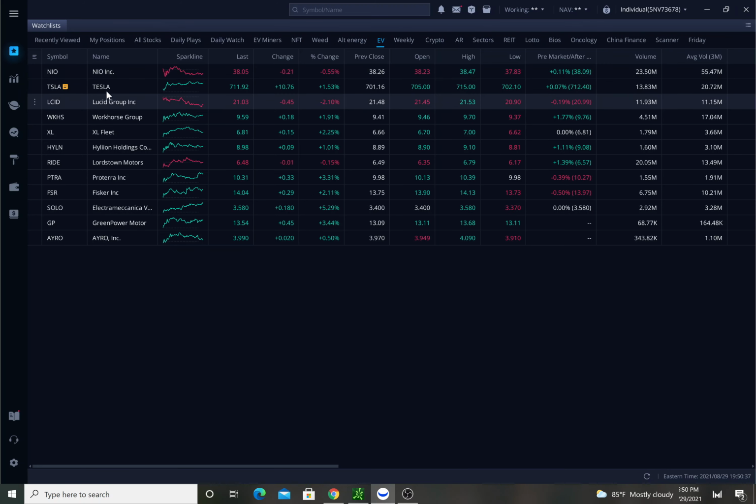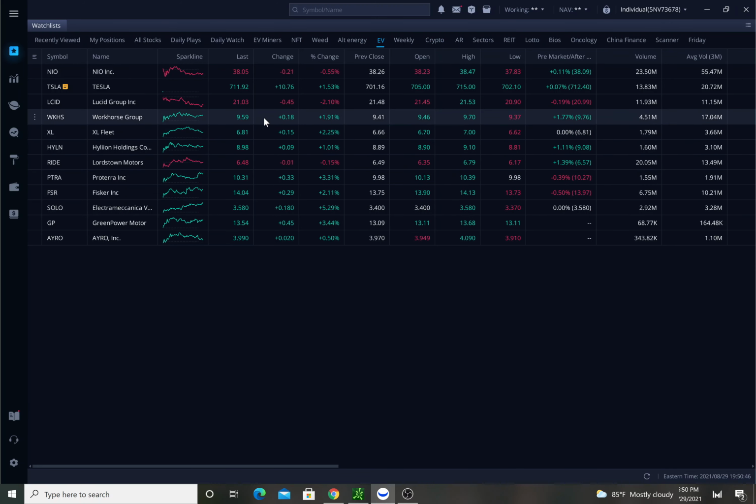Like NEO and Tesla, a lot of times will pull the rest of the EVs in one direction or another. So if you get on here and you look and you're like, man, every single thing is green except RIDE is red, that can tell you that probably the next time that these things go red, it's gonna plummet.